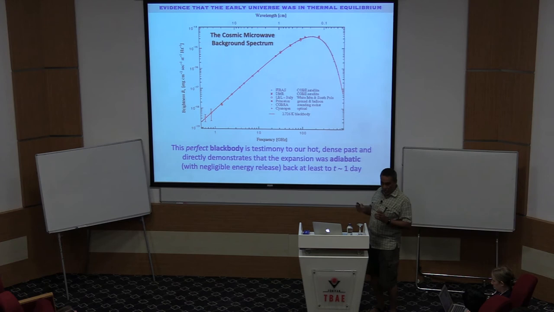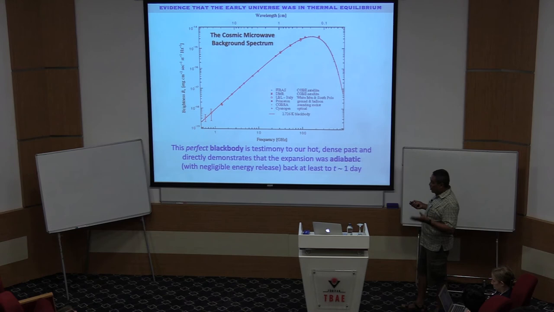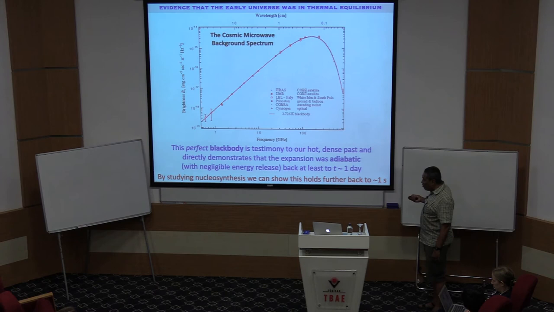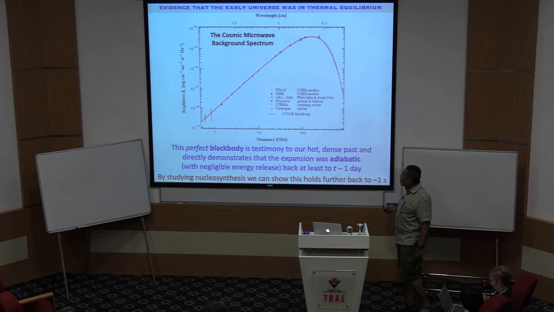Radiative processes are inefficient and they shut off a day after the Big Bang. So therefore, this spectrum cannot have been created any later than a day. And at least that we know, therefore, that the expansion is adiabatic up to then. And by studying nucleosynthesis, we can show this holds further back to about 1 second. That will be what we discuss in the next lecture.